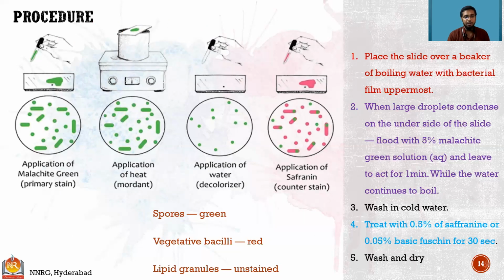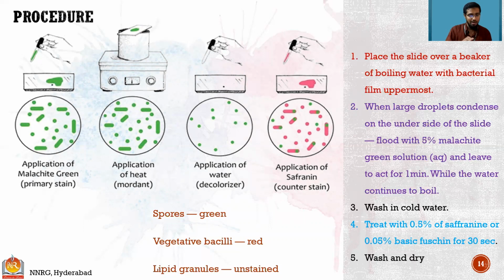First, application of malachite green. We'll take a smear. What is a smear? A heat fixed smear. What is it? On the slide, we add the microorganism, a loop of microorganism suspension, and heat it. As a result, the bacteria are retained there. That is called a smear.